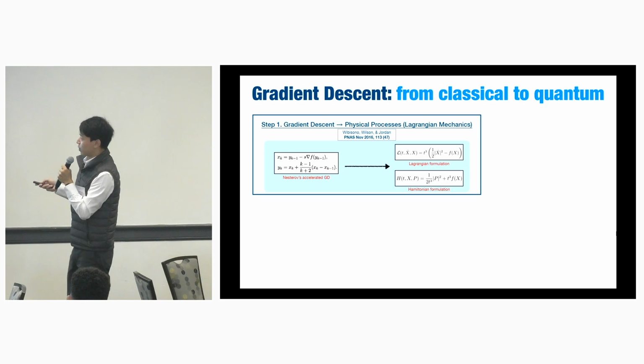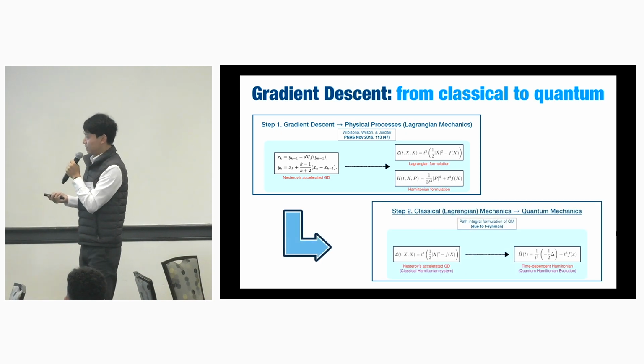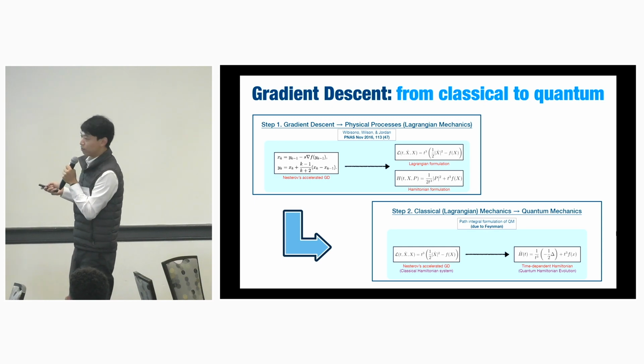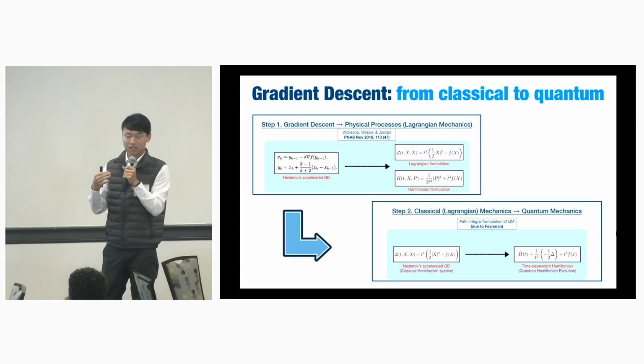And equivalently, we can also put down this Hamiltonian formulation, which is mathematically equivalent to this Lagrangian formulation. So basically, you have a time-dependent Lagrangian with this kinetic energy and this potential energy. And that's how the idea works. And the second step is, starting from this classical Lagrangian mechanics, we then use the path integral formulation of quantum mechanics due to Feynman to try to make this whole process quantum.